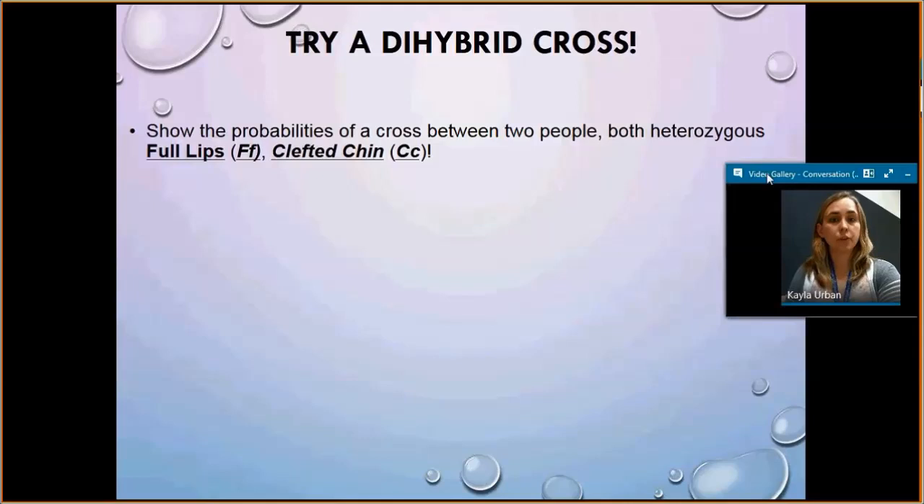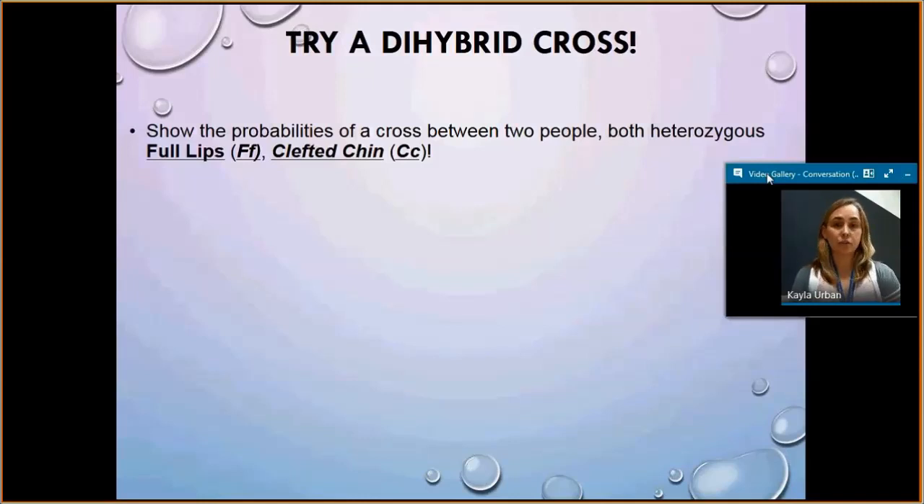So we're going to first show the probabilities of a cross between 2 people that are both heterozygous for full lips and a cleft chin. Full lips is going to be represented with the letter F, and a cleft chin is going to be represented with the letter C. If they're both heterozygous, then you know that full lips is the dominant trait, cleft chin is the dominant trait, because that's what they're showing.